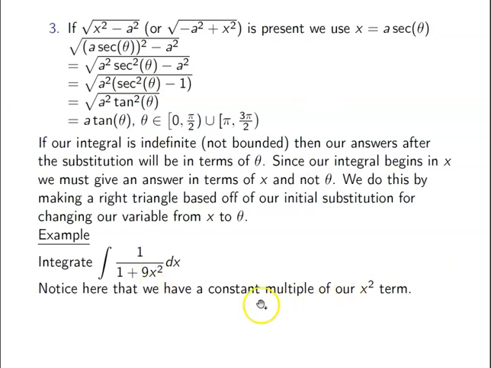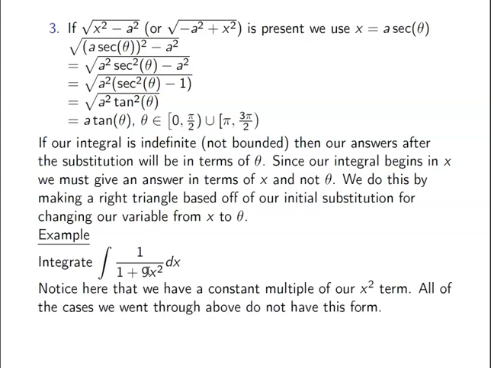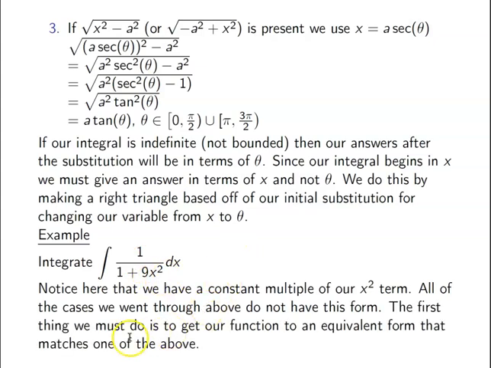Here we go. This is a little different because I have something times my x squared, right? It's not just a constant plus x squared. So since it looks different than what I'm used to, I need to manipulate my integrand until it looks like what I need it to look like. All of the cases that we went through above don't have a form like this. There's nothing times the x term. So first thing we do is manipulate our function so it matches the form of what we have a guide for, right?